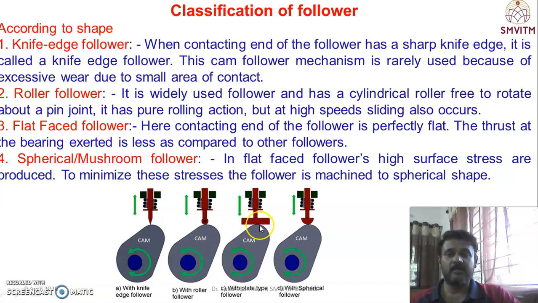Then the flat faced follower. Here the contacting end of the follower is perfectly flat. The thrust at the bearing exerted is less as compared to the roller or the knife edge follower. The last one is the spherical or the mushroom follower. In the flat face follower, high surface stresses are produced. To minimize this, it is machined in the spherical shape to reduce the thrust on the follower.